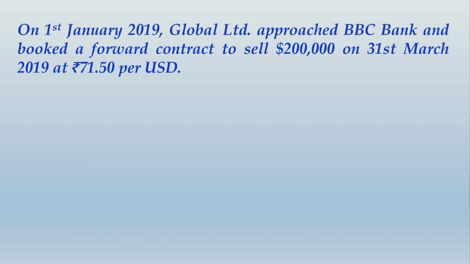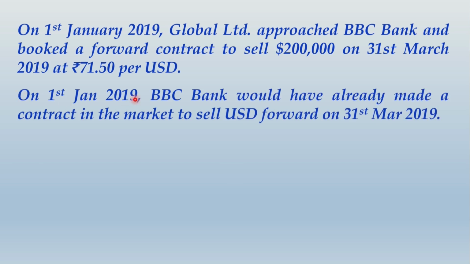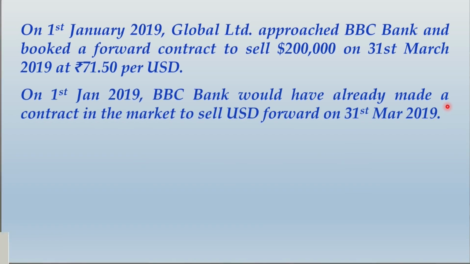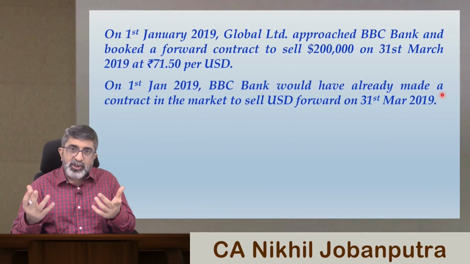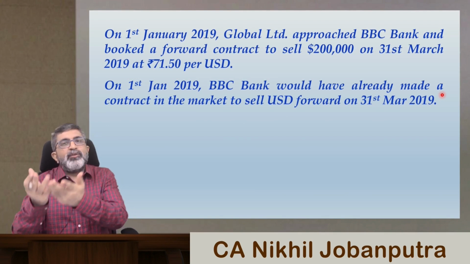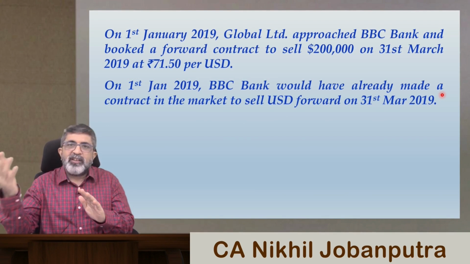So in this case, you would first mention that on 1st January 2019, Global Limited approached BBC Bank and booked the forward contract to sell $2 lakh on 31st March 2019 at rupees 71.50 per USD. On 1st January 2019, BBC Bank would have already made a contract in the market to sell USD forward on 31st March 2019. Now this is maybe our assumption of the scenario, that the bank would have also covered itself in the forex market.